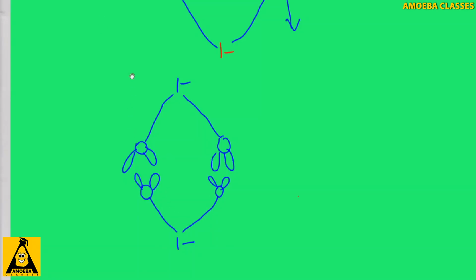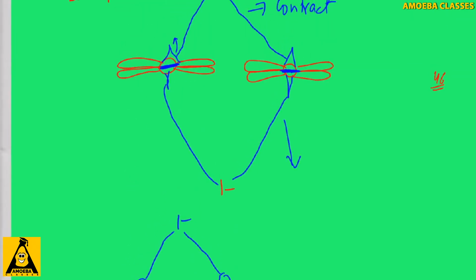So you can compare the diagram right now. Over here, this whole thing will be split into half. Right now how many chromosomes are there? 46 chromosomes, but how many chromatids are there right now? 92. And according to this diagram, how many chromosomes? 2 chromosomes and 4 chromatids.